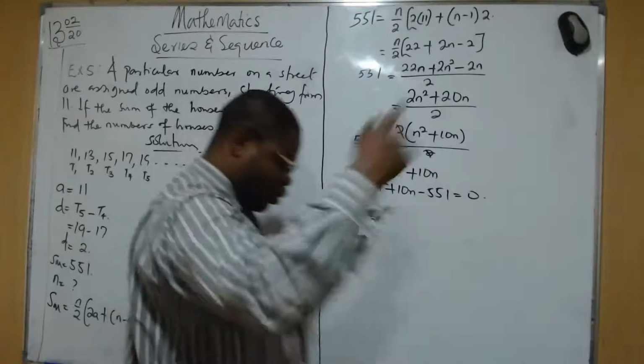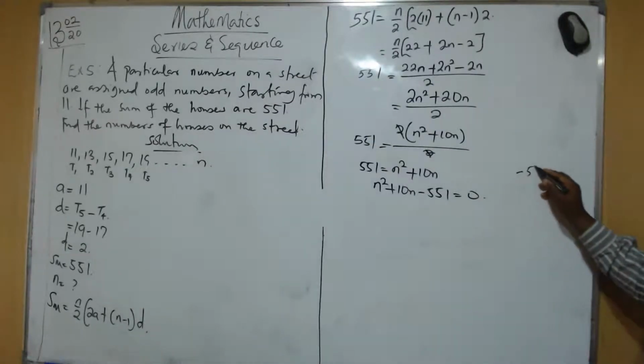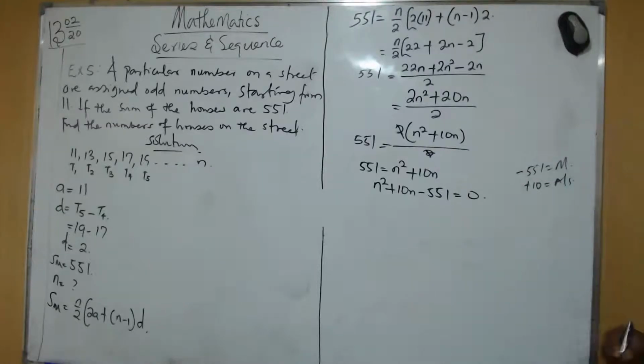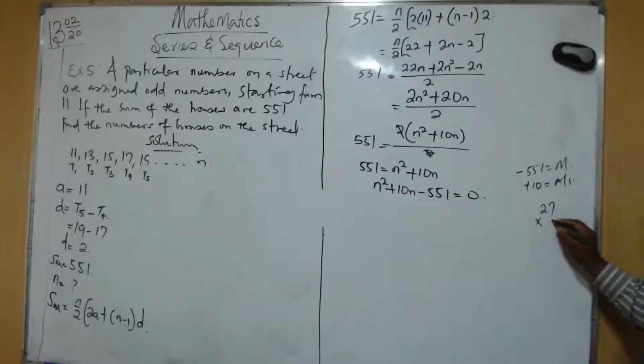Now, come again. What do we have? Minus 551. We have 1. So what should come to mind? If I have 7, 7 times 4 to give me 1, 27 times 9.